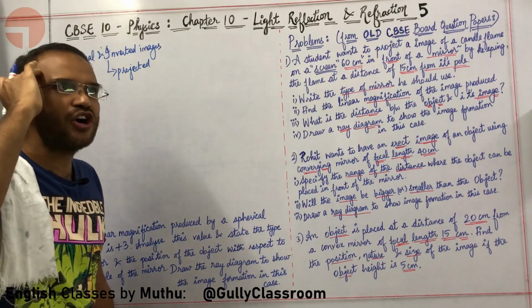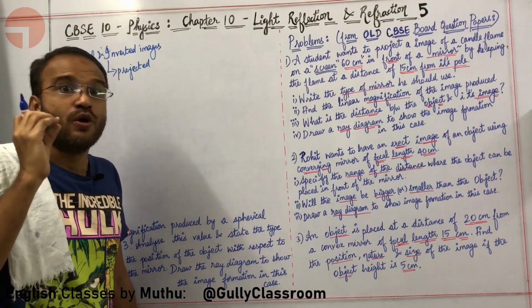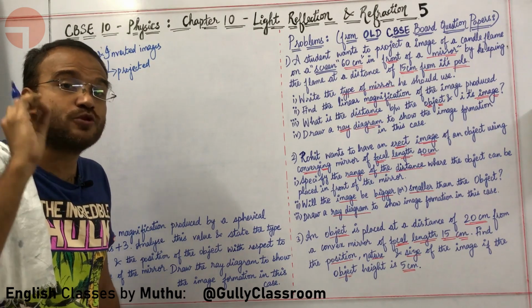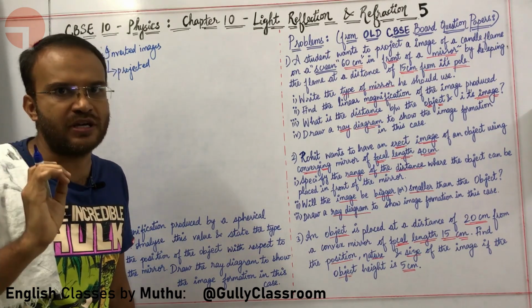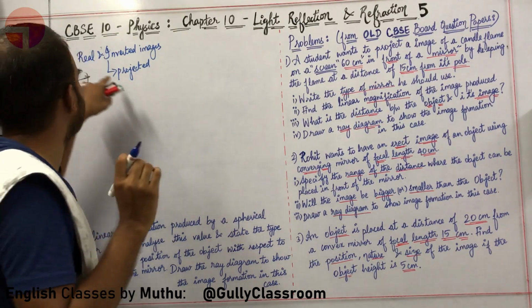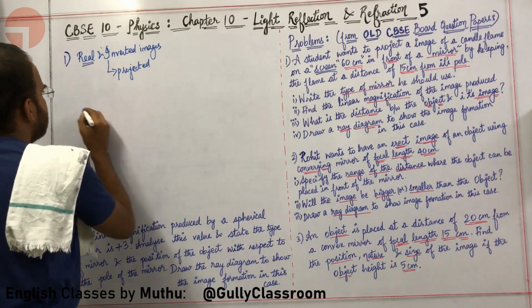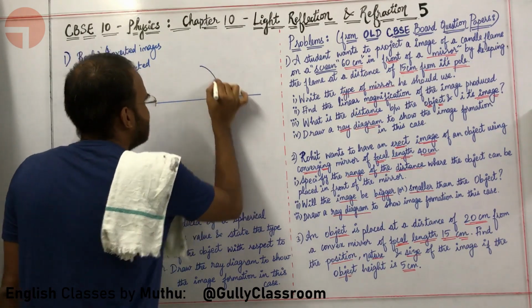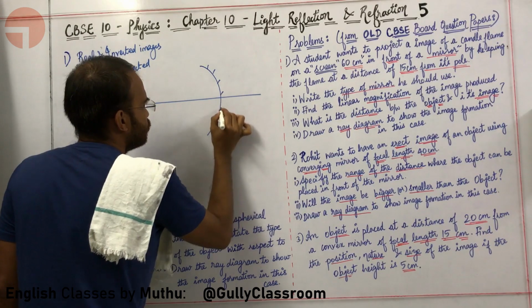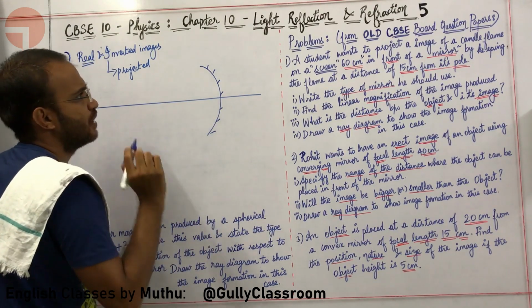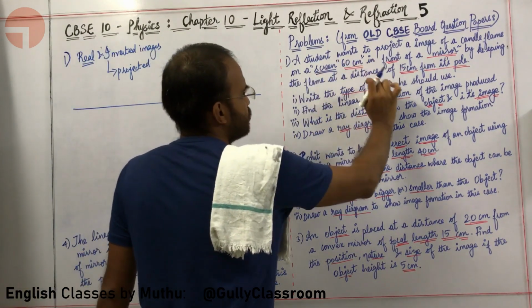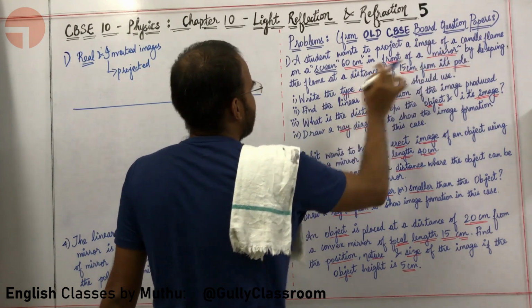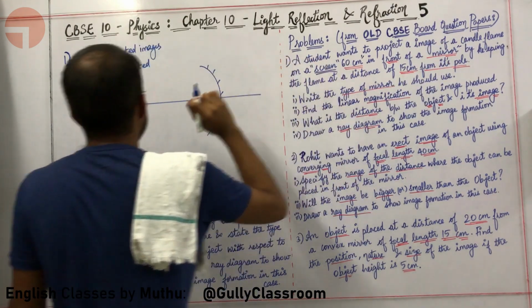Okay, let us recall the 8 diagrams. The convex mirror is producing only virtual images. So here we are going for a real image. So obviously here the mirror that is going to be used is a concave mirror.